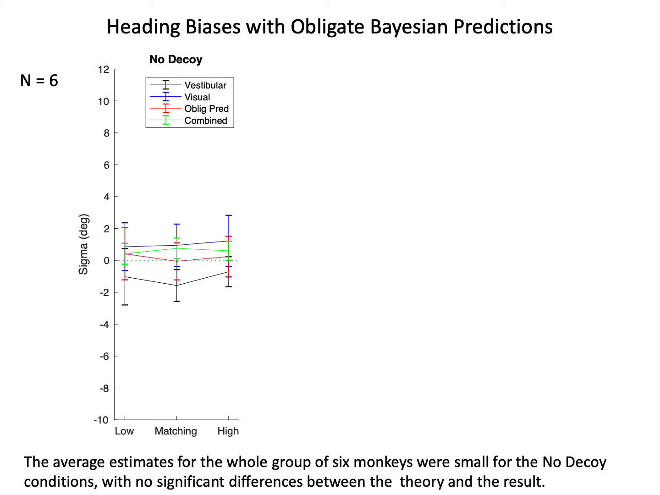Now, those were the derived distributions for one individual monkey. The average estimates for the whole group of 6 monkeys can be summarized in terms of the distribution parameters, here for the distribution means, or average heading biases, at each coherence level. The biases were small for the no decoy conditions, with no significant differences between the theory and the result.